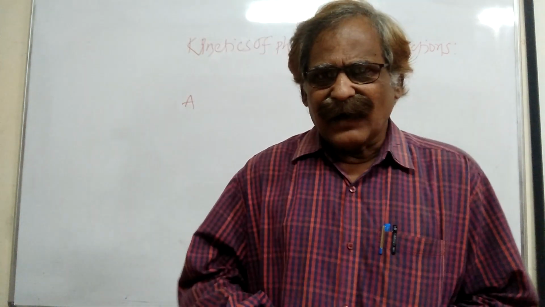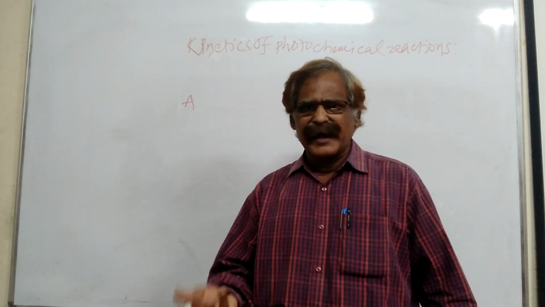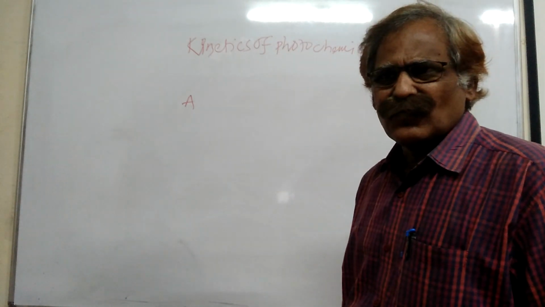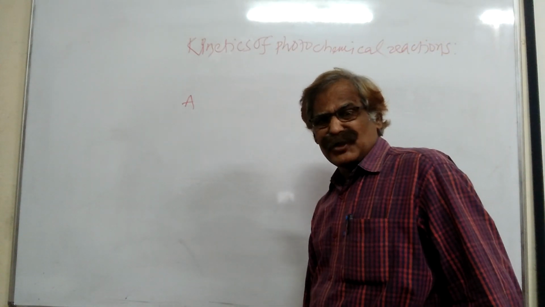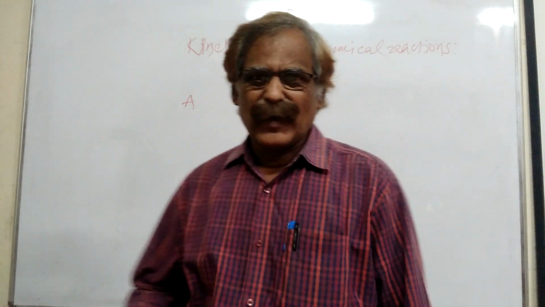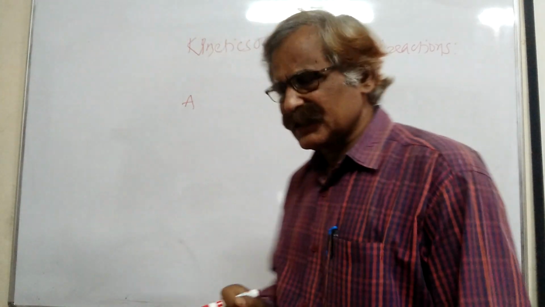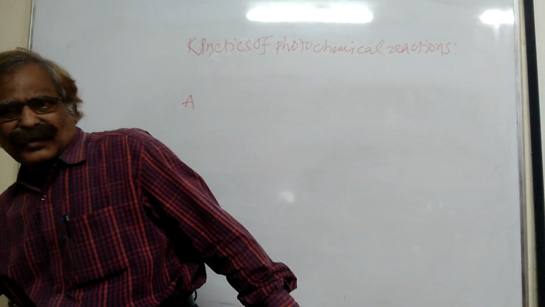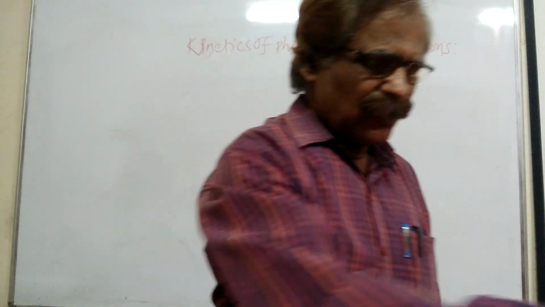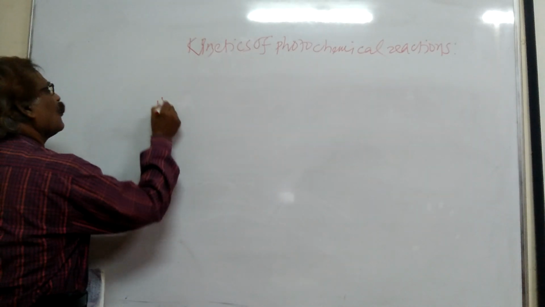Photochemical reactions are of different types. In other words, most of the chemical reactions can be carried out photochemically. That means we can carry out a chemical transformation, a chemical reaction, using suitable electromagnetic radiations. So let us see a few examples of photochemical reactions which are important for us. The best example is a photochemical combination.